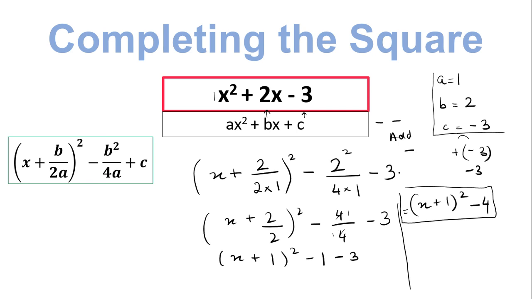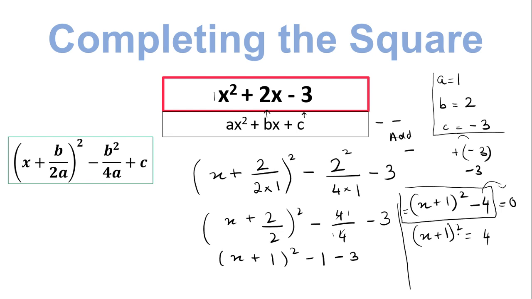Now, if I'm asked to find the value of x, then I need to equate this whole thing to 0. I'm going to write (x plus 1) whole squared minus 4 equals 0. I equate it to 0 in order to solve. First of all, I need to take my negative 4 to the other side. So I have (x plus 1) whole squared is equal to 4, since negative 4 goes to the other side and turns into positive 4.